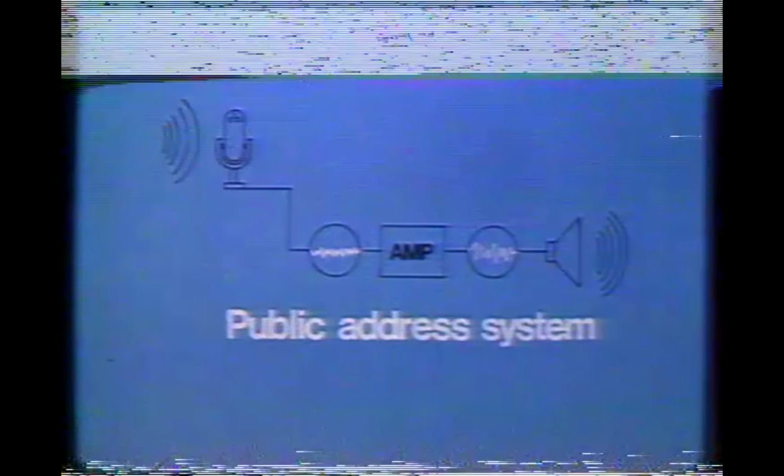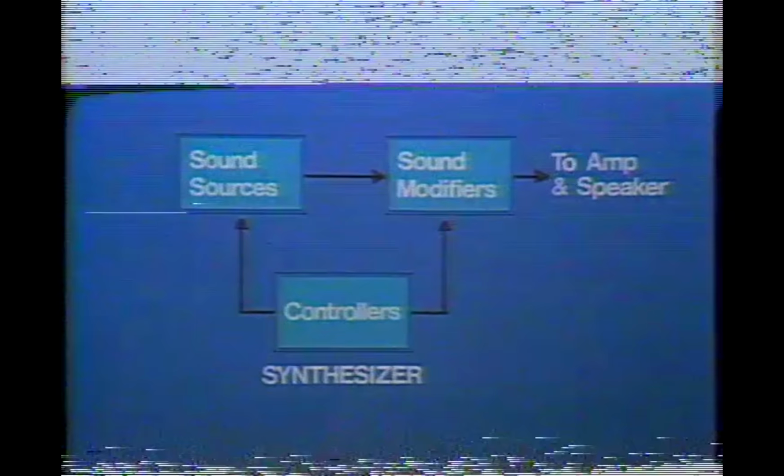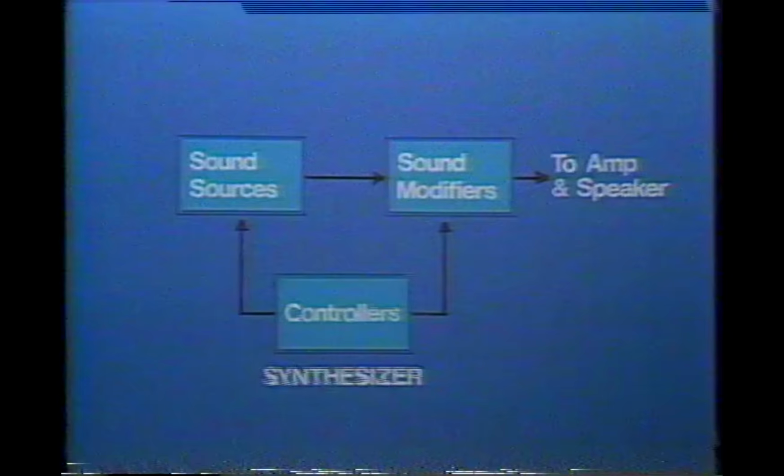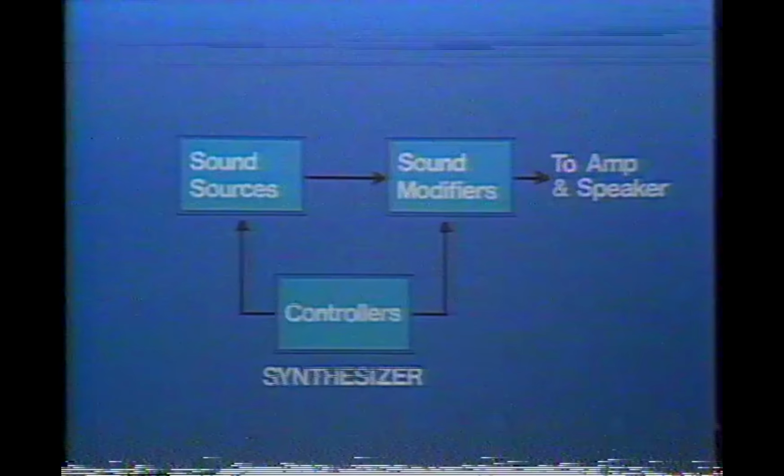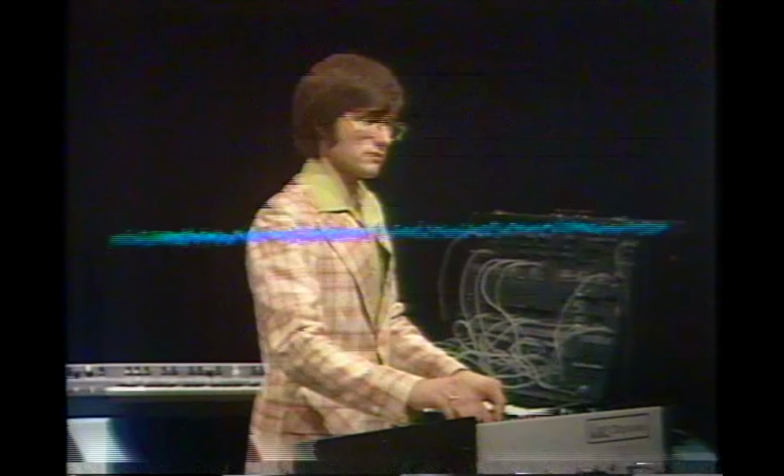All synthesizers have sound generators which produce sound, sound modifiers which alter the sound, and sound controllers which turn the sound sources and modifiers on and off. Here are the sound sources. Noise is a random sound which has no shape and no pitch. This electronic noise is similar to escaping steam, running water, or wind.